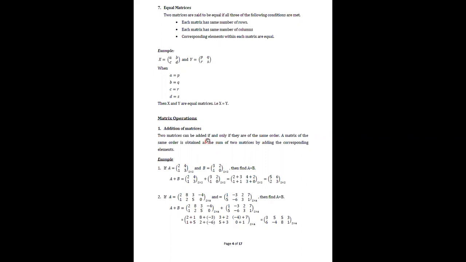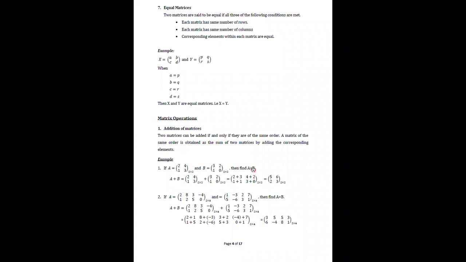To have the addition of two matrices, what we need to do is add the corresponding elements. Once the condition is satisfied, we need to add or sum up the corresponding elements to get the addition of matrices. Here I have included some examples. The first example is A, a matrix having elements 2, 4, 1 and 3, and B is a matrix having elements 3, 2, 1 and 0.